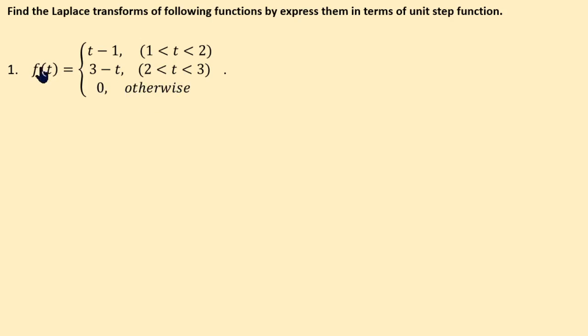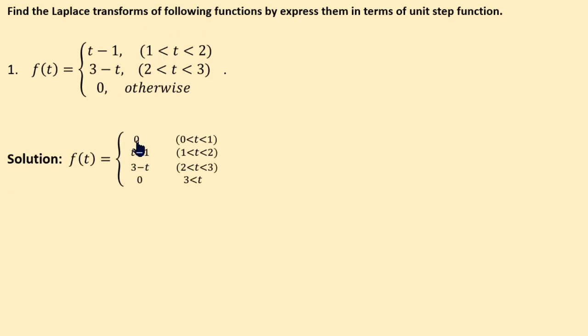Therefore, f of t is 0 from 0 to 1. So f of t can be written as 0 if t is between 0 and 1, t minus 1 if t is between 1 and 2, 3 minus t if t is between 2 and 3, and if t is greater than 3, assume that it is 0. Totally 4 functions from 0 to infinity. In the first interval it is 0, in the second interval it is t minus 1, in the third interval it is 3 minus t, and in the fourth interval it is 0.